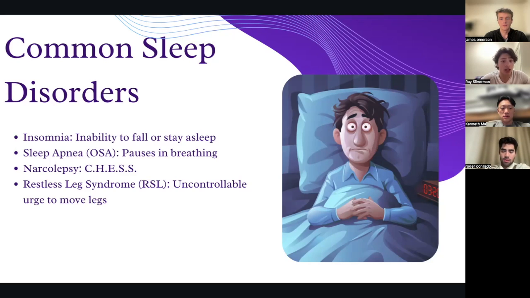And the third is narcolepsy, which is expressed by five main symptoms. The first is cataplexy, which is when you just lose muscle tone. The second is hallucinations. The third is excessive daytime sleepiness. And then fourth and fifth are sleep paralysis and sleep attacks. Most famously, narcolepsy is when you fall asleep at regular times during the day. And then last is restless leg syndrome, which is a genetic disorder that affects 5 to 15% of people in the United States, and is just the uncontrollable urge to move legs at night.